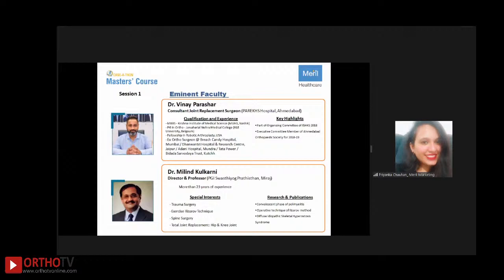We have with us as faculty, Professor Dr. Milind Kulkarni, Director and Professor at PGI Swastiyog Pratishthan, Miraj. Dr. Kulkarni has more than 23 years of experience with special expertise in hip and knee joint replacement surgery, trauma surgery, Ilizarov technique, and spine surgery. He has various research papers and publications to his accomplishments. Professor Dr. Milind Kulkarni, Merrill Orthopaedics welcomes you to Master's Course CASE-A-THON.